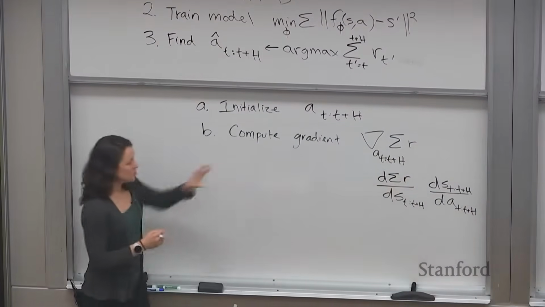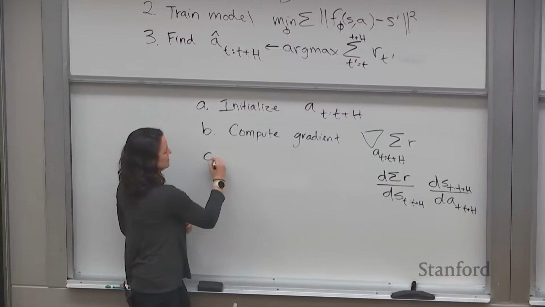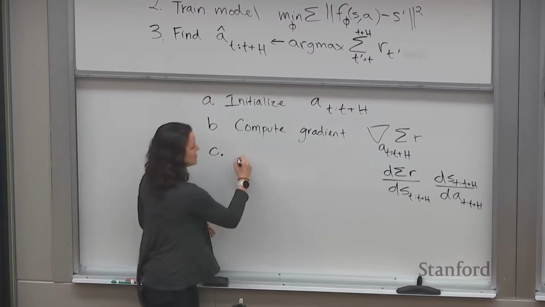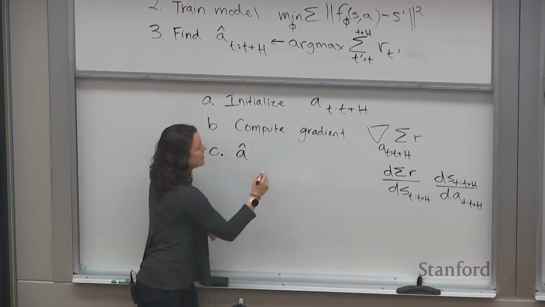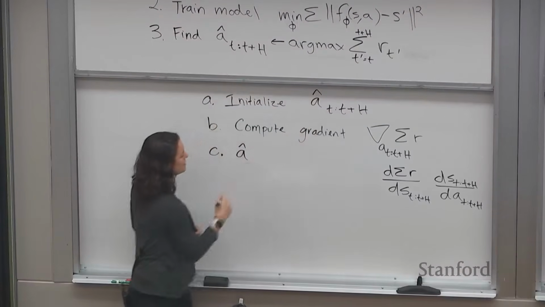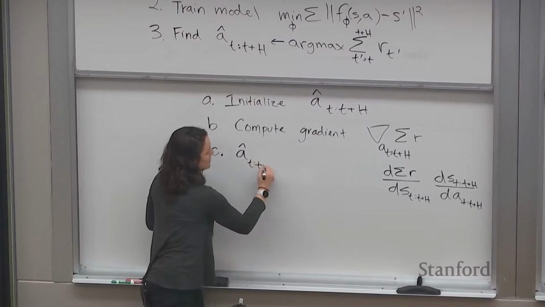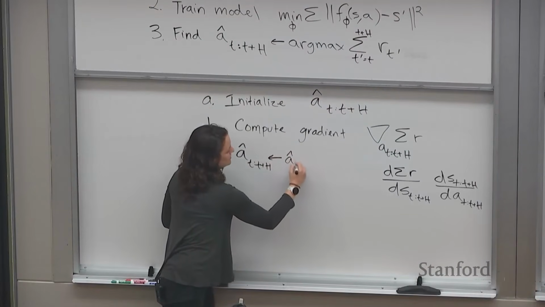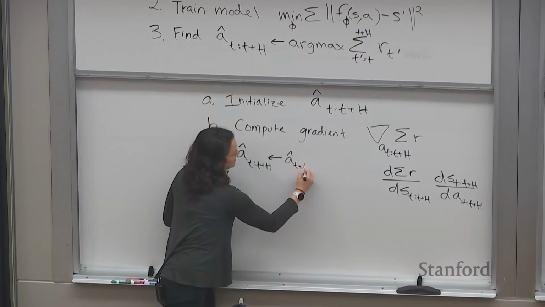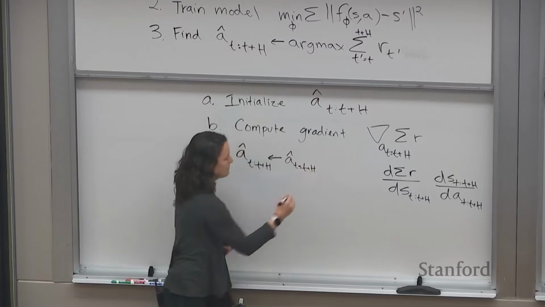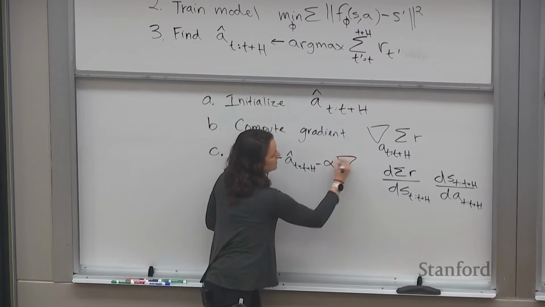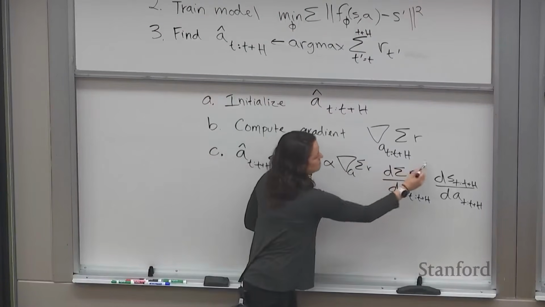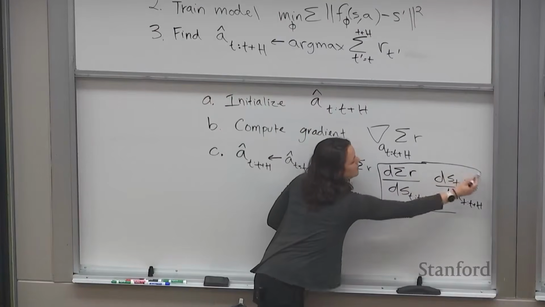And then once you have your gradient, you could use it to update your actions with gradient descent. So maybe this is your initial a hat t to t plus h. It is going to be your previous a hat minus alpha times this gradient right here. I'm going to put this separately.